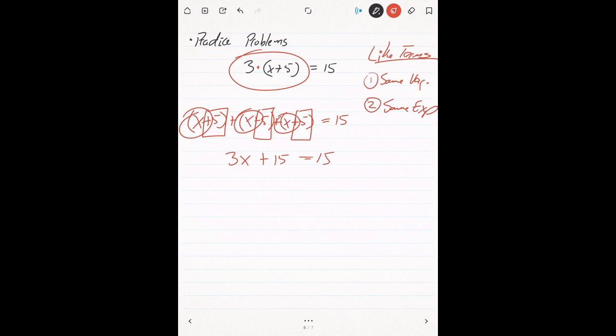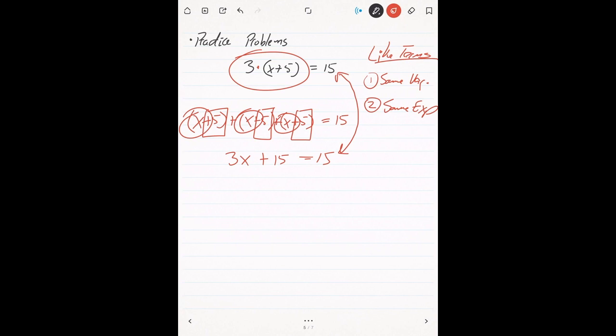Take a look and see if you can go from where we started and notice a pattern to get to where we just ended up. 3 times x plus 5 equaling 15 is where we started, and we're ending up with 3x plus 15 equals 15. What do you notice about this? What pattern are you seeing here? Well, hopefully you're noticing the pattern of distribution.